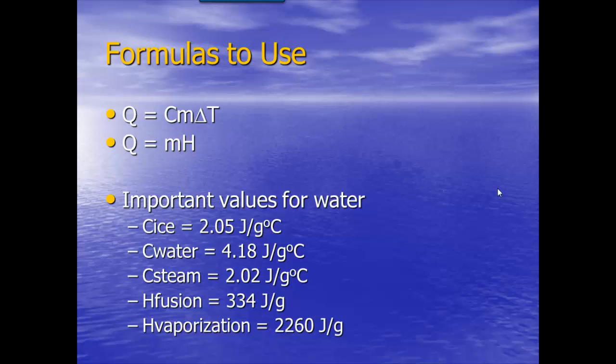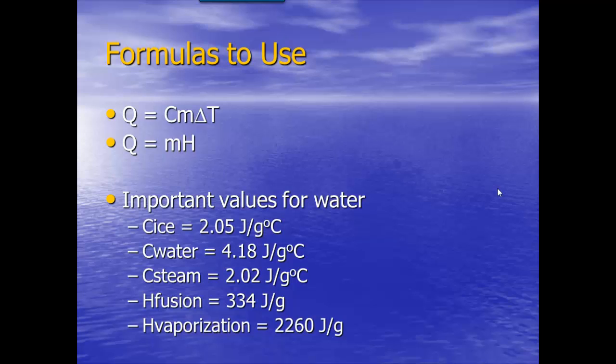Please notice that ice, water, and steam each has their own specific heat value, so make sure you know which phase of matter you have when you work a problem. And there are 2 heat values for water. There's a heat of fusion value, which is what happens when ice melts to liquid water, and there's a heat of vaporization value when water boils to become steam. So again, make sure you know which phase of matter you're dealing with when you work these problems.